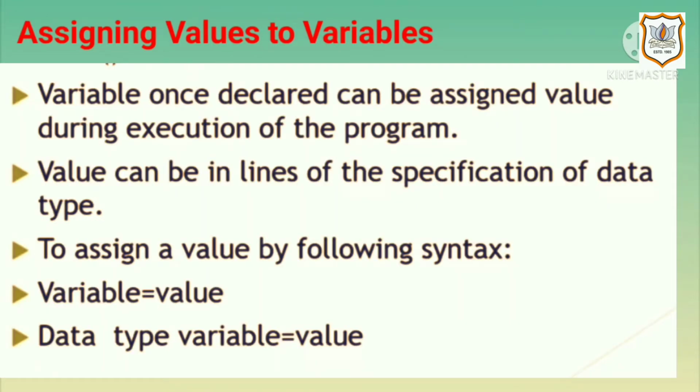Next one is assigning values to variables. A variable, once declared, can be assigned a value during execution of the program. The value can be given along with the specification of the data type. To assign a value, follow the syntax: variable equal to value, or data type variable equal to value. Example, if the variable is a and its value is 10, then we can declare it as a equal to 10.